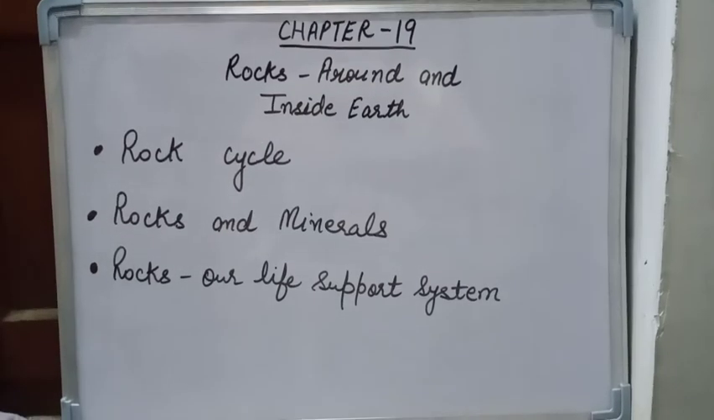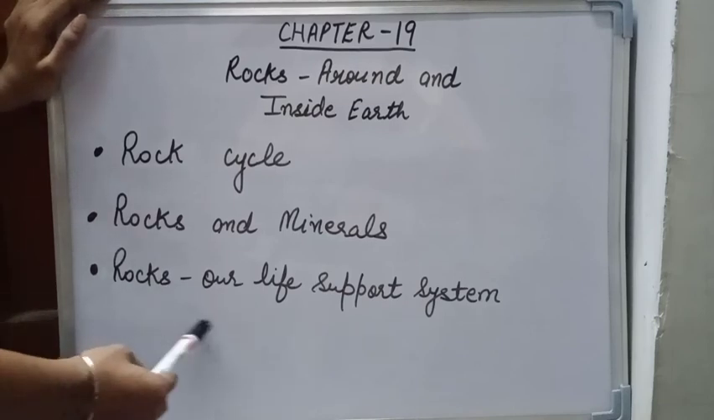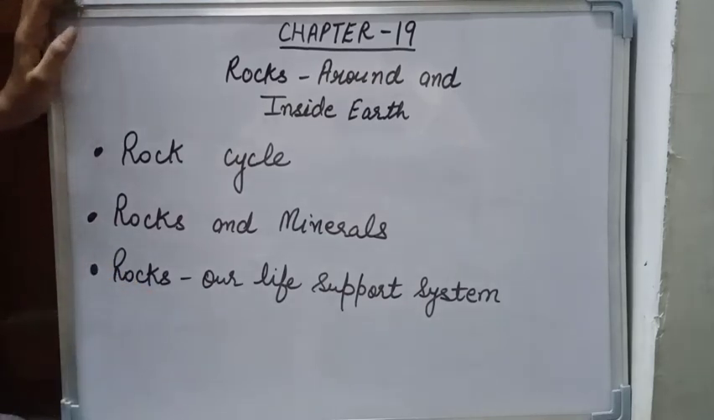Next is rocks as a life support system. Many rocks such as granite and marble are used in homes and buildings. They are dug from distant places and transported by using a vast amount of fuel to our cities to make our surroundings look beautiful. Like clay and sandstone are used as bricks, and these bricks are prepared by heating such rocks.